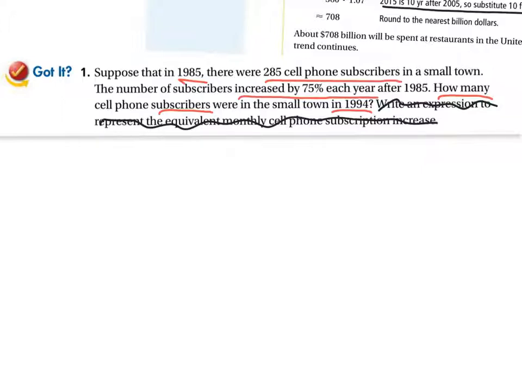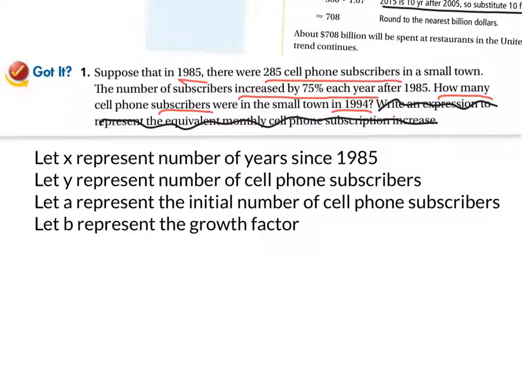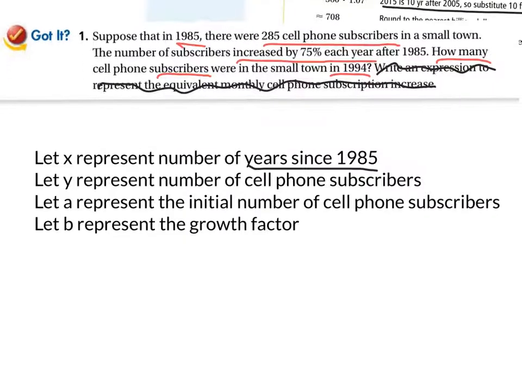So what we need to think about here is our different variables. Our four variables here: X represents the number of years since 1985. That's probably the most critical one that we make sure we pay attention to. Y represents the number of cell phone subscribers, A represents the initial number of cell phone subscribers, and B represents the growth factor.